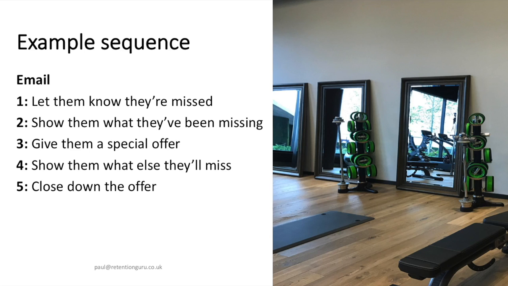So an example sequence is: let them know they're missed, show them what they've been missing, if you've changed anything. You know, those of you using Body Pump or Les Mills products or services in your studios, every quarter you're changing things, announce that. Show if you've changed anything in the gym, introduce a new member of staff, then maybe give them a special offer, show them what else they've missed before you close down the offer. Give it a time limited period.